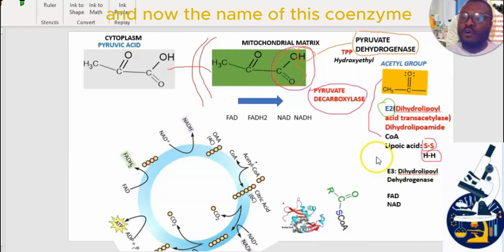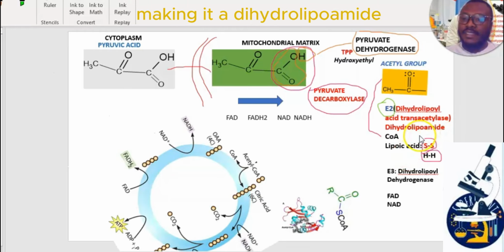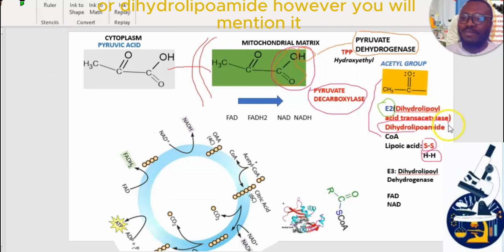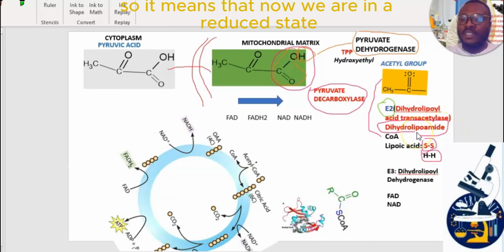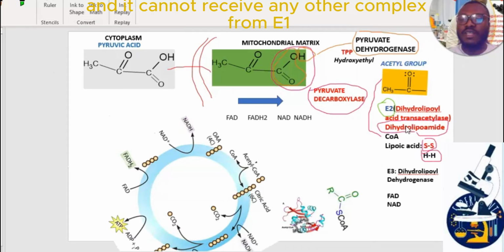And now the name of this coenzyme or this motif on our enzyme is no more lipoic acid, making it a dihydrolipoamide. So I will circle this dihydrolipoamide, however you will mention it. So it means that now we are in a reduced state. A reduced state means that the surfaces are occupied and it cannot receive any other complex from E1.